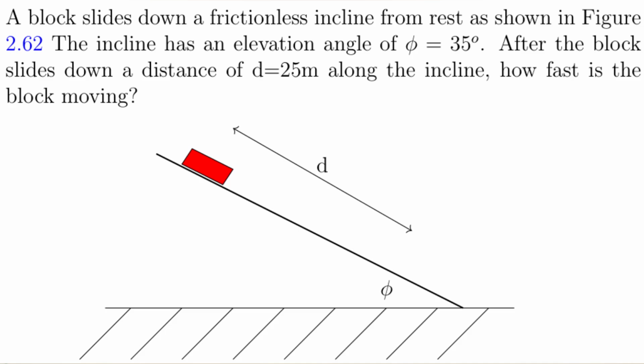A block slides down a frictionless incline from rest as shown in figure 2.62. The incline has an elevation angle of phi equals 35 degrees. After the block slides down a distance of d equals 25 meters along the incline, how fast is the block moving?